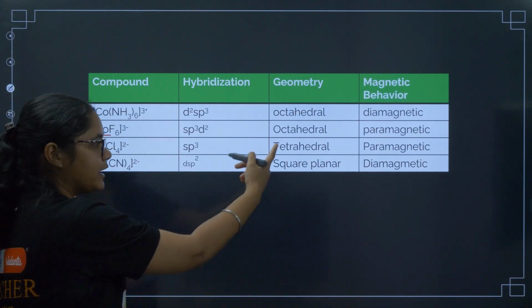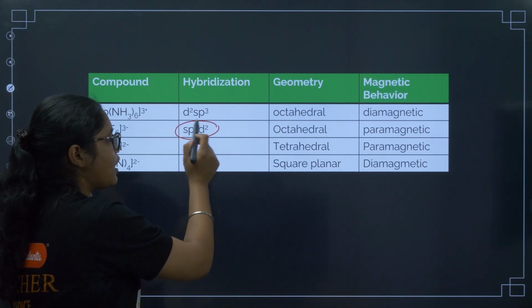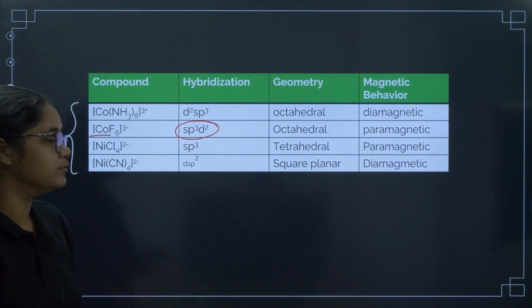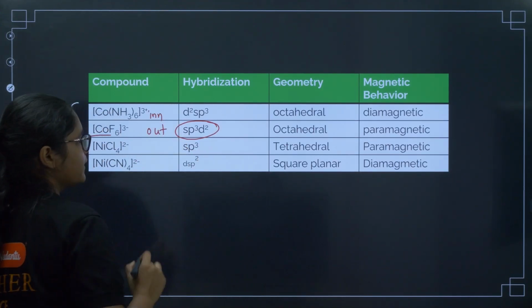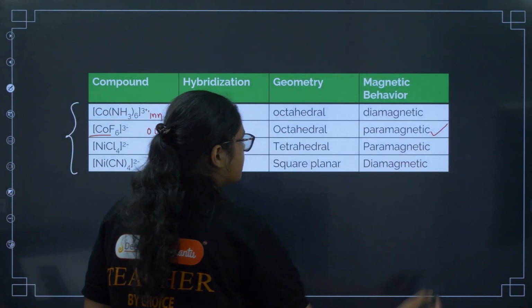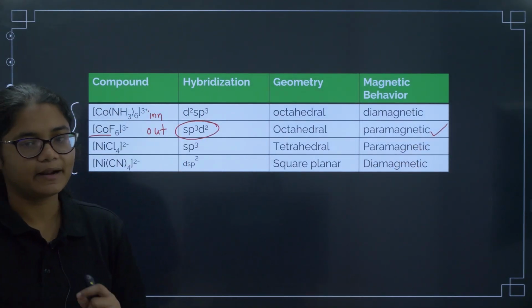So we will get octahedral geometry. Weak field ligand means outer orbital complex, sp3d2. So I'll write here, this is inner orbital, this is outer orbital. Okay. Next, the magnetic property will be paramagnetic because it has unpaired electrons.